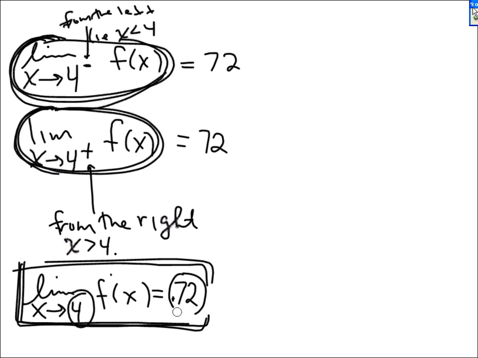So I'm going to give you a graph and I want to answer these three limits. In fact, I even want to know what f of 4 equals.